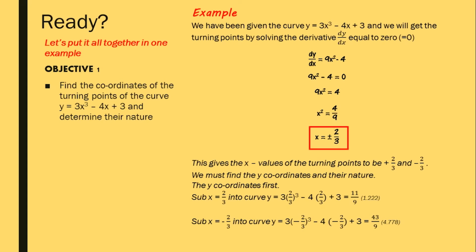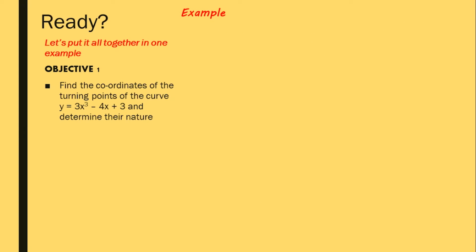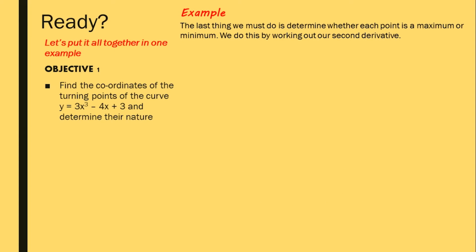If I sub x equal to minus 2/3 in, I get 43 over 9, which is 4.778. Well, it's actually 4.77777, recurring decimal as well, but we rounded it to three decimal places there. Okay, so that gives us our turning points to be 2/3, 11 over 9, and minus 2/3, 43 over 9. The last thing we must do is determine whether each point is a maximum or minimum.